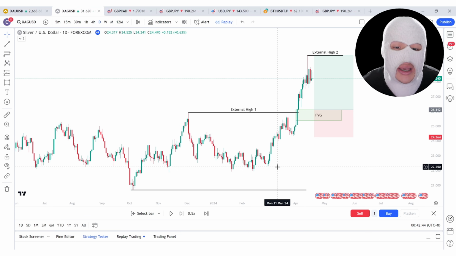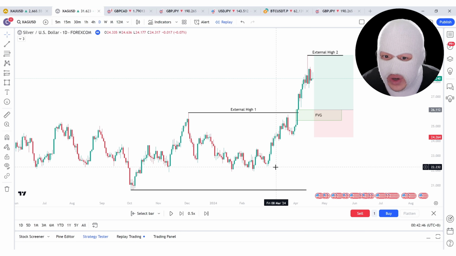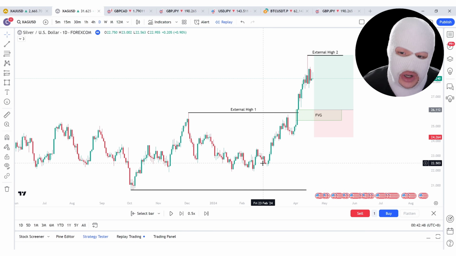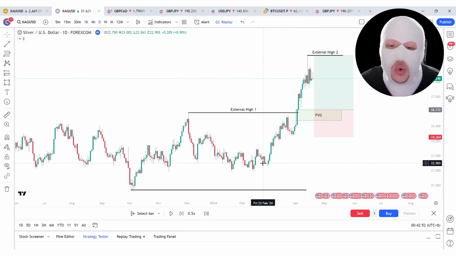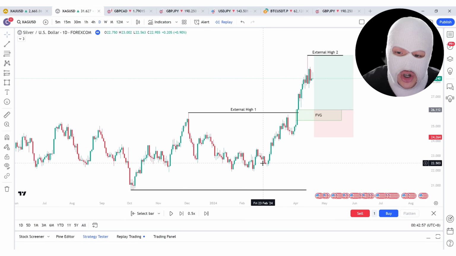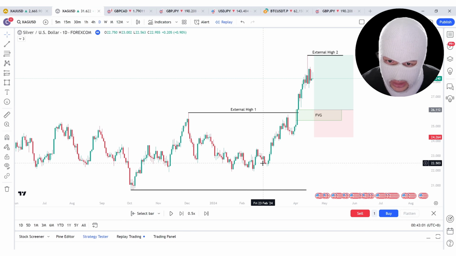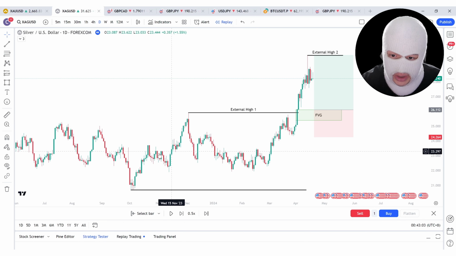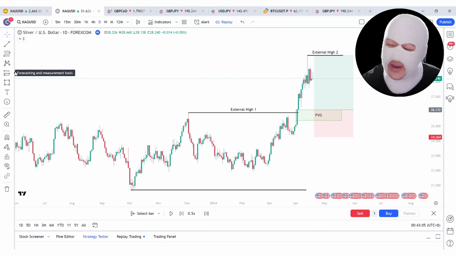The golden rule here is all external ranges are new internal ranges once they are broken. Now let me explain. Our goal here is to use internal structure to form a bias and trade internal structure until our external range is broken. I know that sounds confusing, so let's dive straight right into an example.